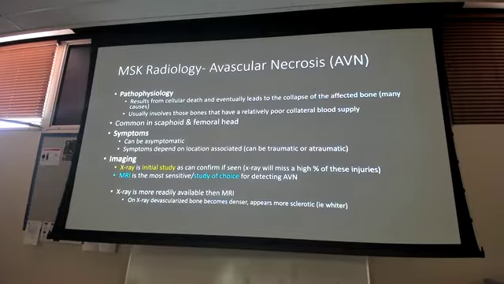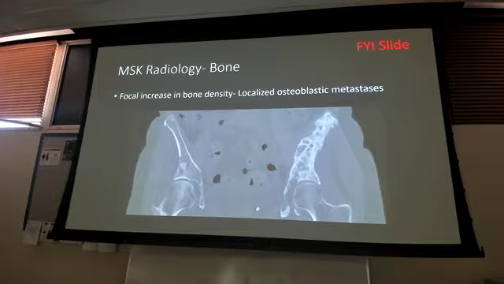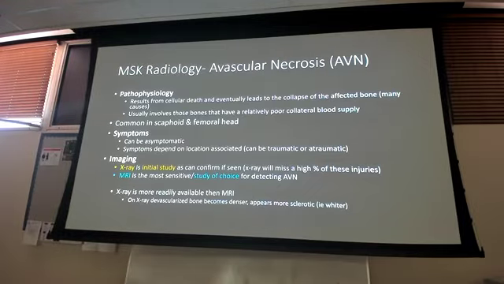Okay. Avascular necrosis. It results from cellular death and eventually leads to the collapse of affected bone. Wait a second, you just said cellular death, and we just talked about death meaning that I should have more radiolucency. But this is under focal increase in bone density. Why? We're going to talk about it.